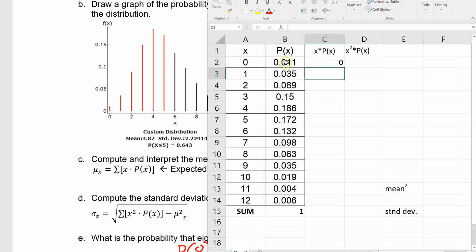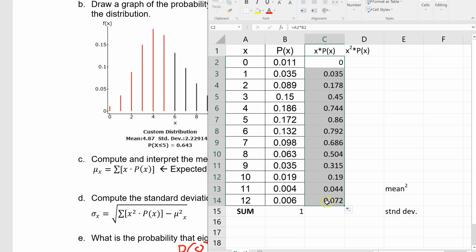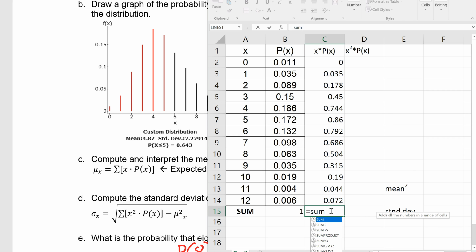Of course, 0 times any probability will be 0. I'm going to drag this formula down, and by dragging it down, it's going to take every discrete value over in the first column and multiply it with its probability. Now I want to find the sum of that column. As a reminder, I can write equals sum, parenthesis, highlight the cells I want to add, and 4.87 is the mean. That mean is the same as what we had found before.